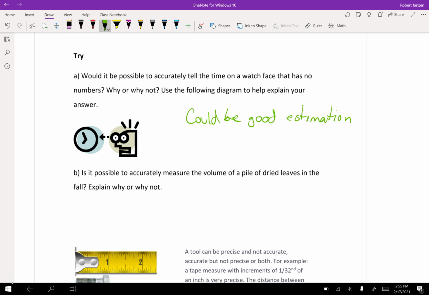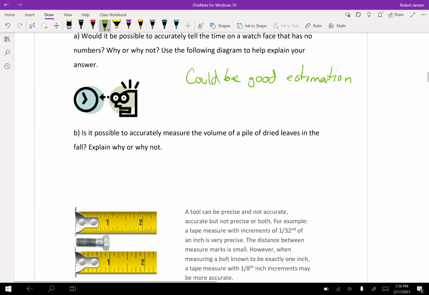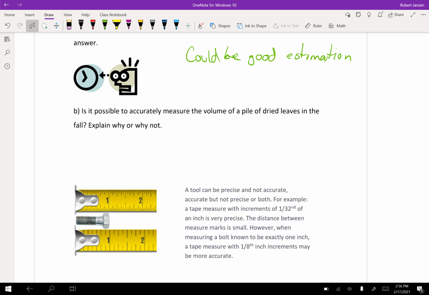Is it possible to accurately measure the volume of a pile of dried leaves in the fall? Explain why or why not. Okay, a pile of dry leaves in the fall. Why can I not measure that very accurately? Well, if you look at a pile of dry leaves, it might look very big, but if you pack it into a bag, it might become very small. So I don't think that's going to be a very good estimation. You could say there's lots of air in there. It would be hard to measure how many leaves there really are, because the more you pack it, the smaller the unit will be. So it won't be very accurate.